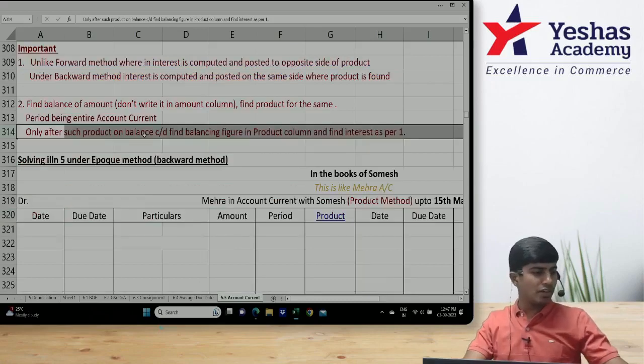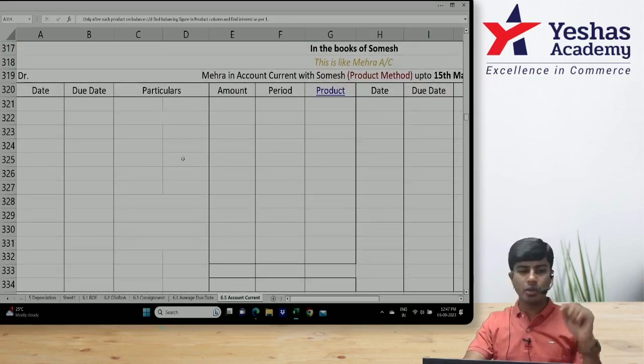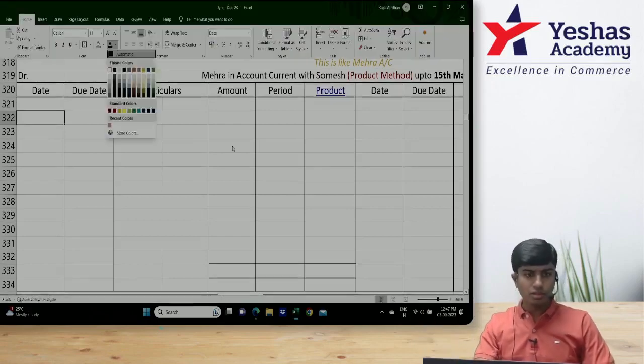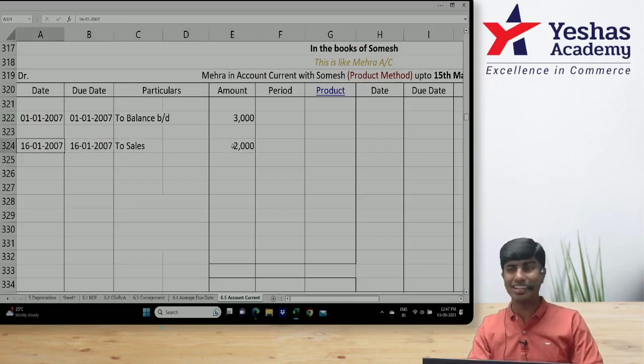Let me now solve illustration number 5 under the epoch method. Quickly help me with the transactions and dates. That will be the same. 1st of January 2007, balance brought down 3000. Correct. Then 16th of January, sales 2000. Then tell me the next.